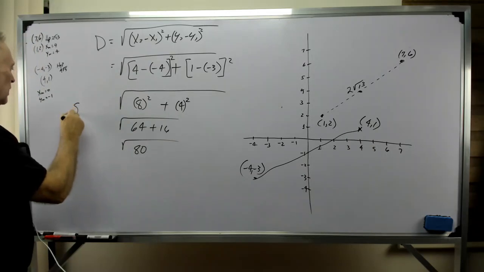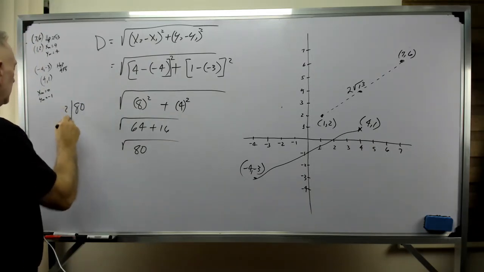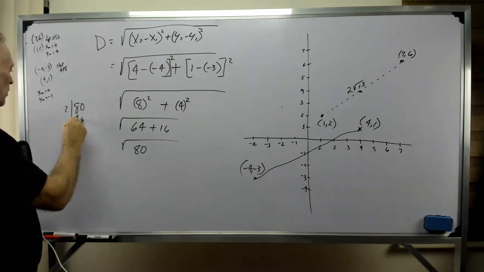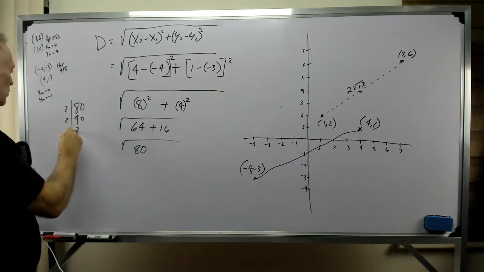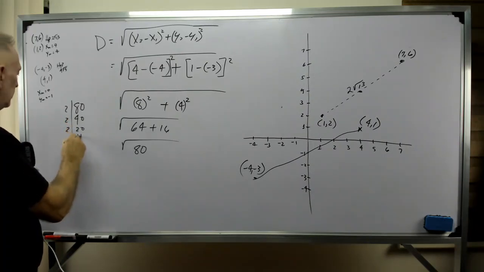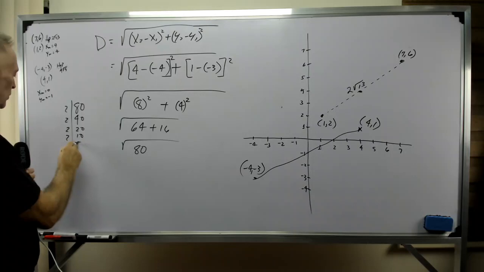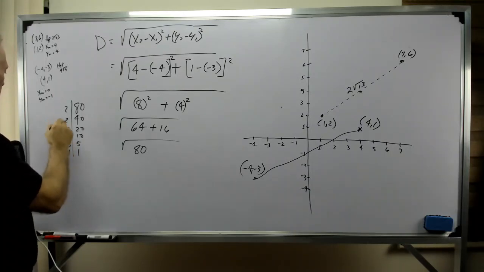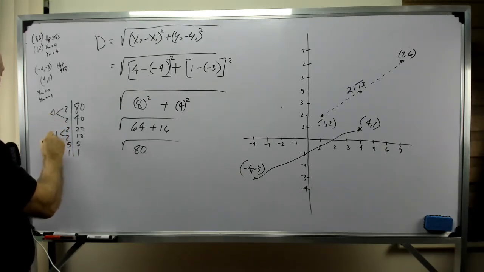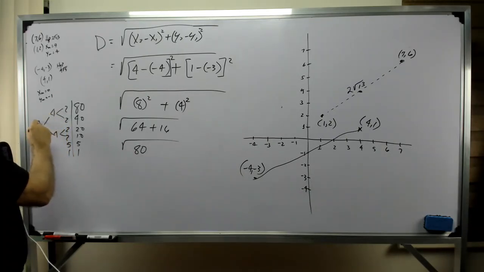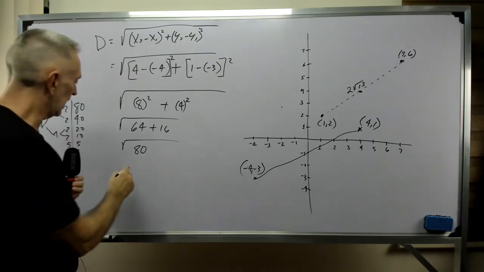Well, 80 divided by 2 is 40. 40 divided by 2 is 20. 20 divided by 2 is 10. 10 divided by 2 is 5. 5 divided by 5 is 1. So I've got 2 times 2 is 4. 2 times 2 is 4. Times 4 times 4 is 16. So 16 times 5.